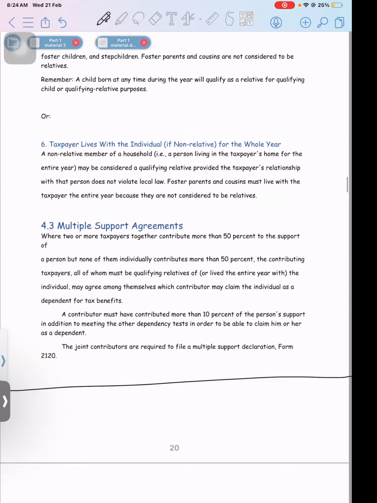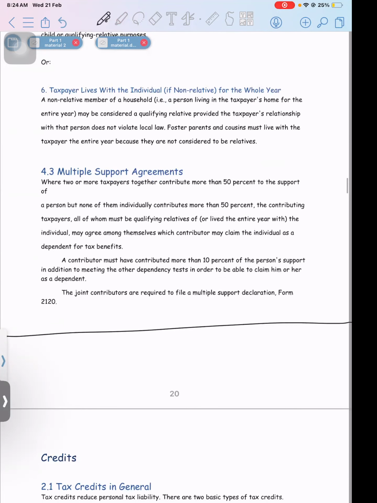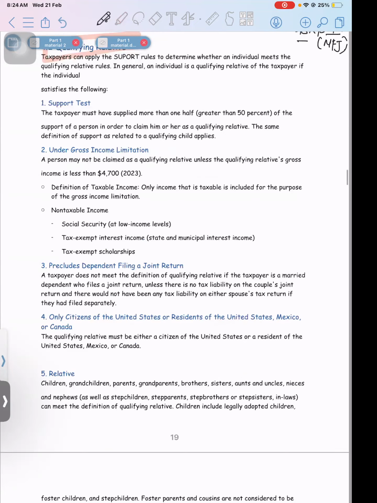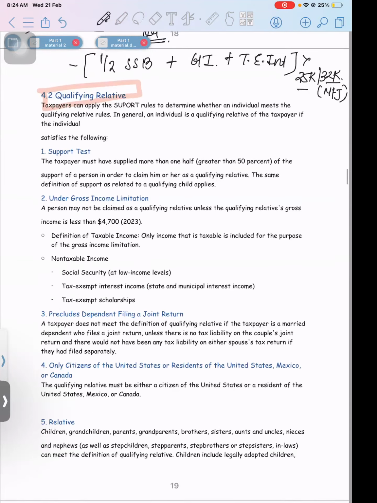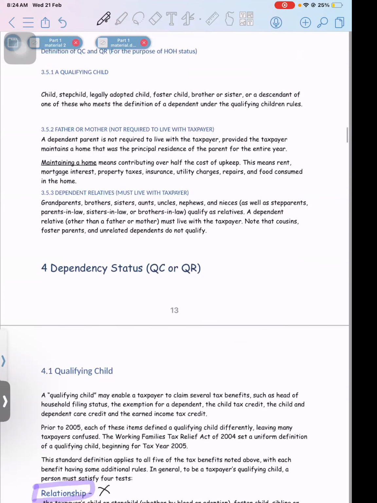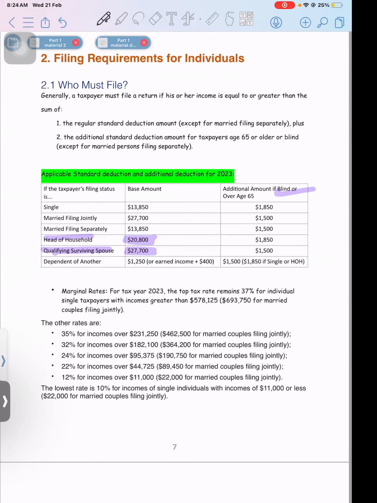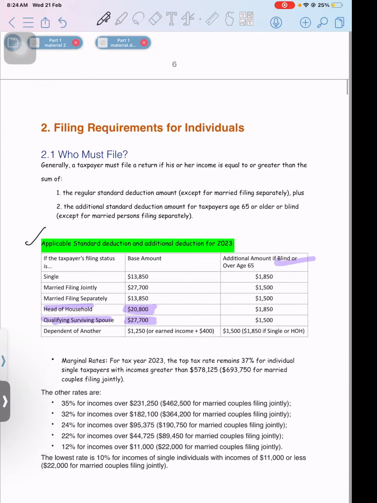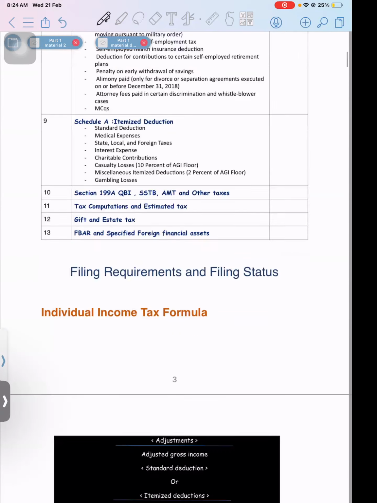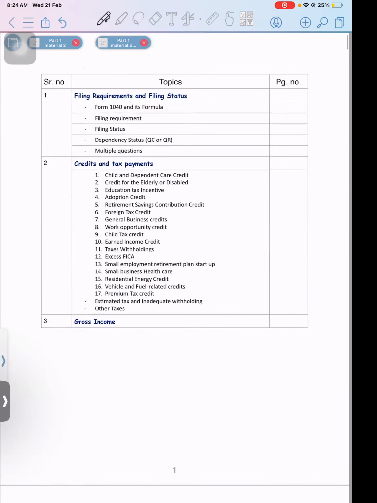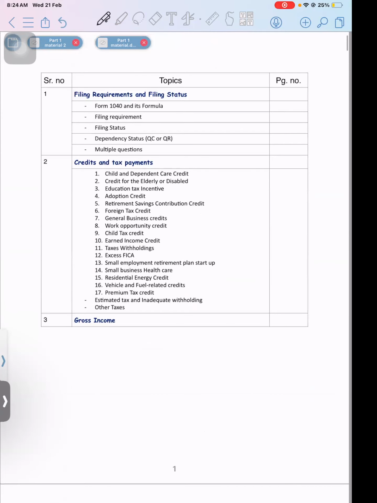Again, for those who were not there in our first session, this is the book which we are going to use. This is updated as per 23 tax law. Wherever there is a limit change, we have highlighted it in green color like this for your quick reference. So this is our index, which we are going to follow.